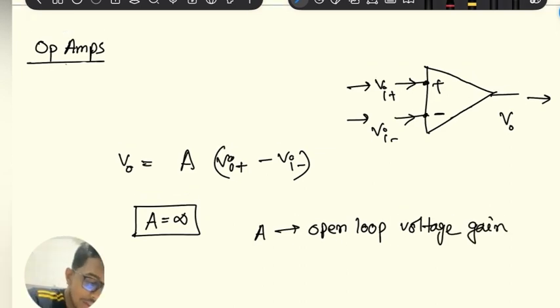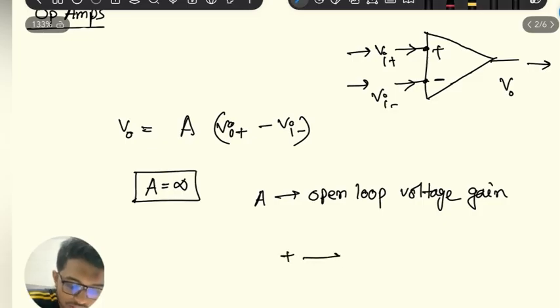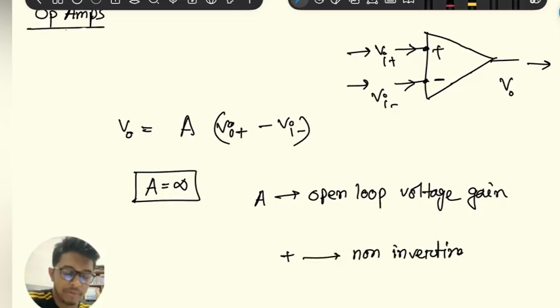And these two terminals, positive and negative, the positive one is called non-inverting terminal and the negative one is called inverting terminal. But I prefer to call it positive terminal and negative terminal. It's quite easy to remember.